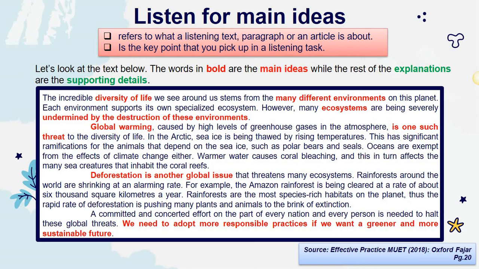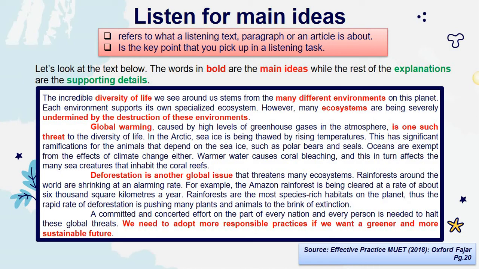The incredible diversity of life we see around us stems from the many different environments on this planet. Each environment supports its own specialized ecosystem. However, many ecosystems are being severely undermined by the destruction of these environments.